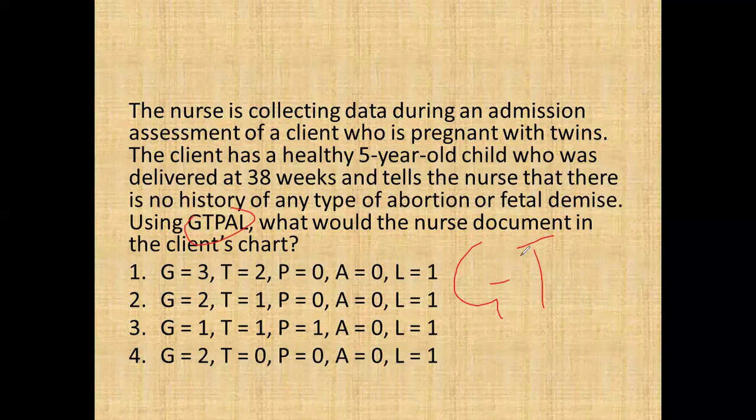A is abortion or miscarriage, which is anything less than 20 weeks. So if the pregnancy is less than 20 weeks and the person lost the pregnancy, it is termed abortion. L is the number of children currently living. That is where the trick comes in and you get confused, because you can get the L to be more or less than the total number of pregnancies, depending on the outcome of the pregnancy.